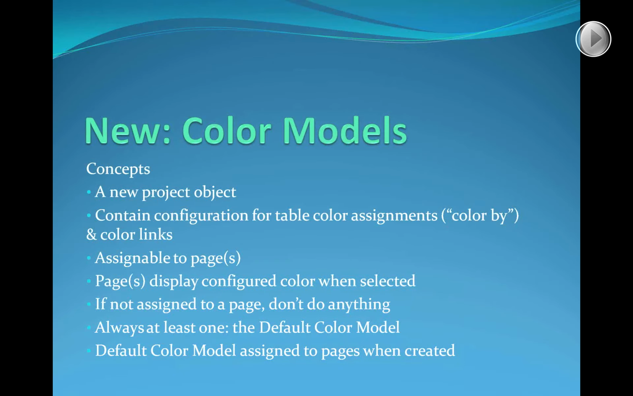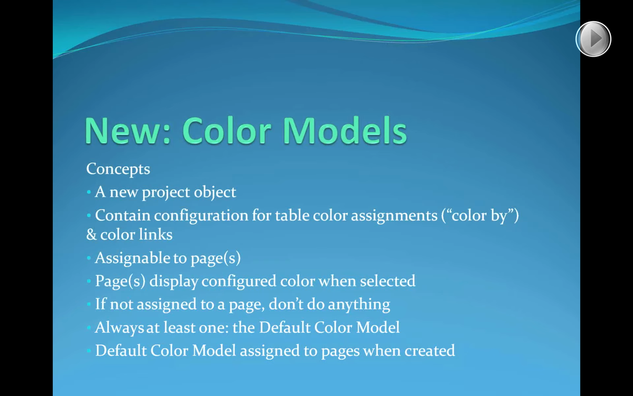So we've added the concept of multiple color models instead of one global color model. And a color model is a new project object similar to tables, calculations, date times, and other types of links. It contains two kinds of color configuration: the color assignments that you make to a table, and it also contains color links.